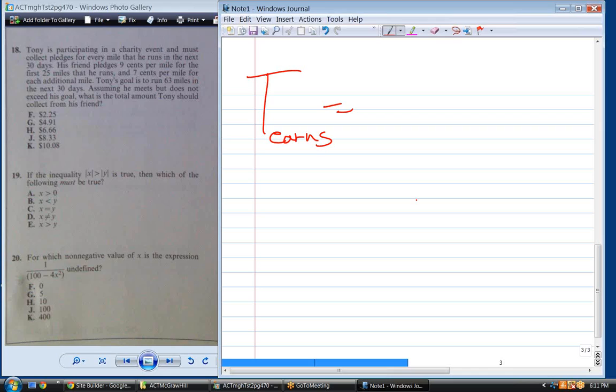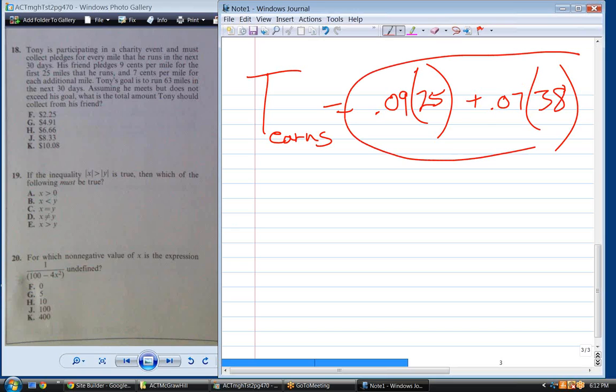So would there be 2 equations? No, but there's 2 parts to the right side. There's the 9 cents he earns times the 25 miles, plus what? Plus the 7 cents. Do you have your calculator handy? Yeah. 38. There's your answer. Go ahead and get numbers for that.